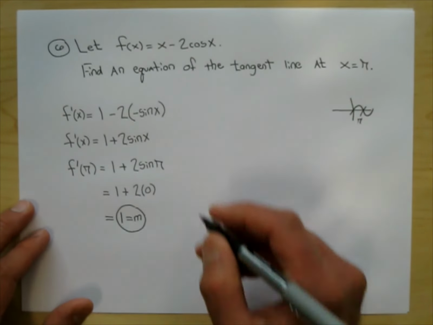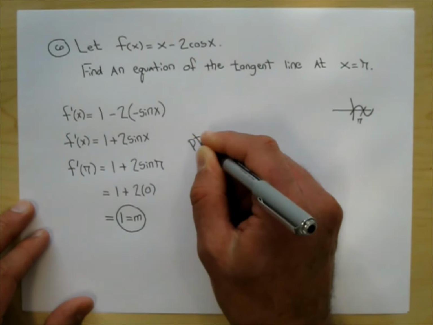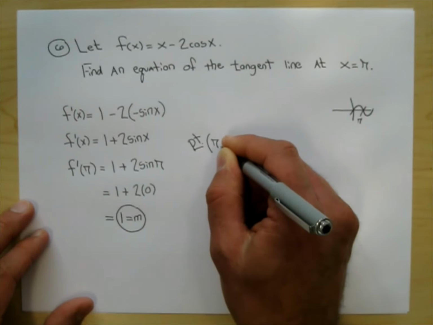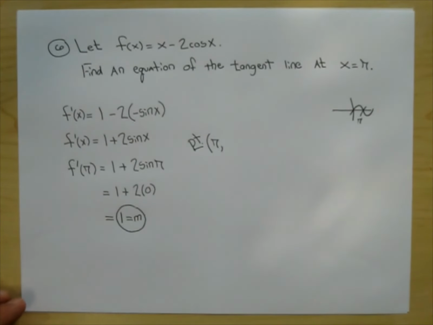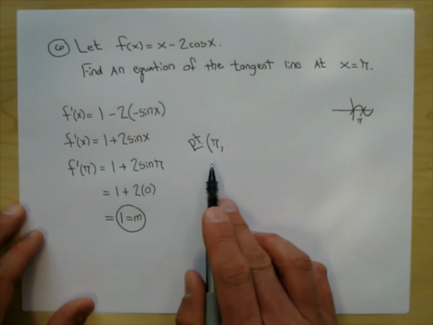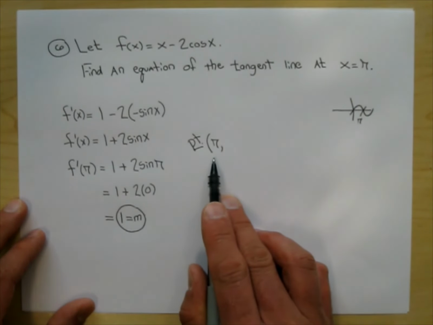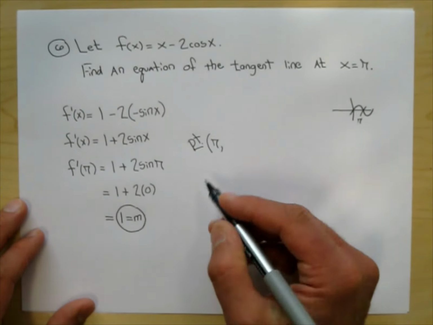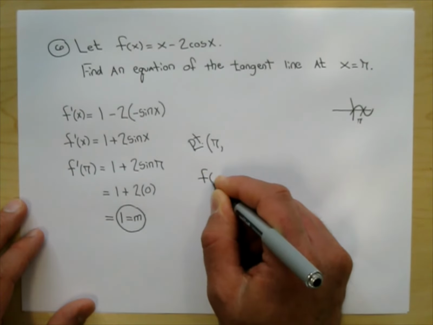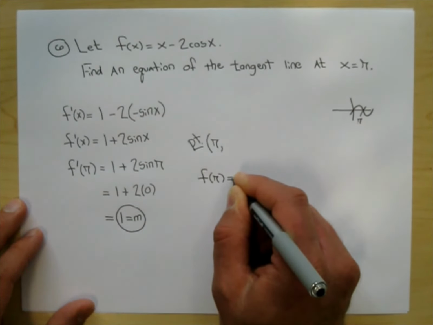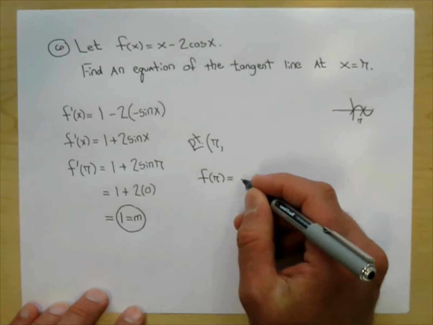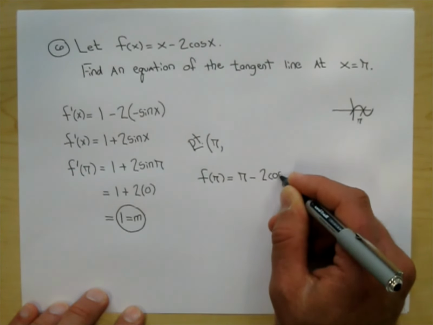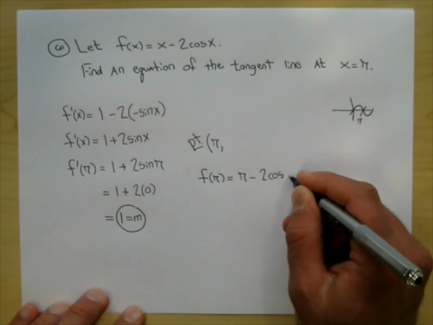We also have a point. They gave us the x value of the point, which is pi. What is the y value of the point? How do I find the y value of the point? I put the x value not into the derivative, but into the original function. So f of pi is pi minus 2 cosine of pi.